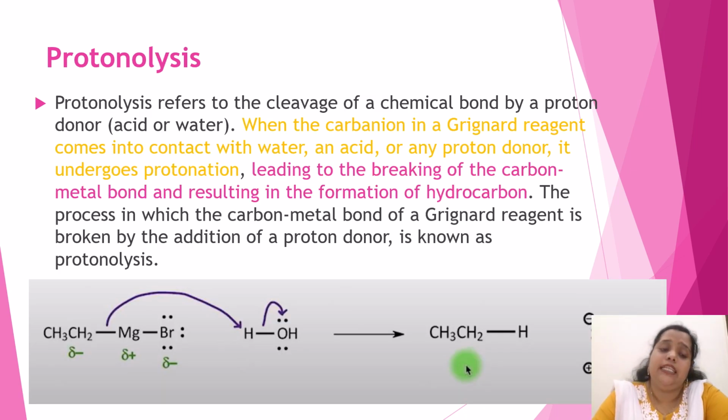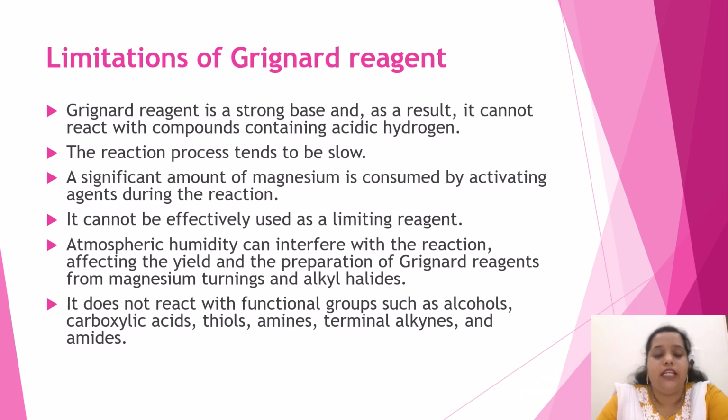Protonolysis is another major phenomenon exhibited by the Grignard reagent. It refers to the cleavage of a chemical bond by a proton donor. When the carbanion in the Grignard reagent comes in contact with water, acid, or any proton donor, it undergoes protonation, leading to breakdown of the carbon-metal bond and resulting in formation of a hydrocarbon. This process, in which the carbon-metal bond of the Grignard reagent is broken by the addition of a proton donor, is known as protonolysis. Today we'll also be studying the limitations of the Grignard reagent, and we'll stop there.